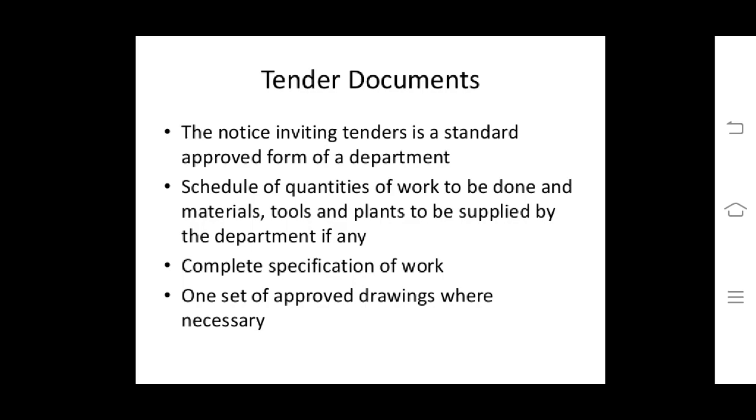Tender documents. The following tender documents are necessary for the tendering process. The notice inviting tenders is a standard approved form of a department. Schedule of quantities of work to be done and materials, tools and plants to be supplied by the department, if any. Complete specification of work. One set of approved drawings where necessary.